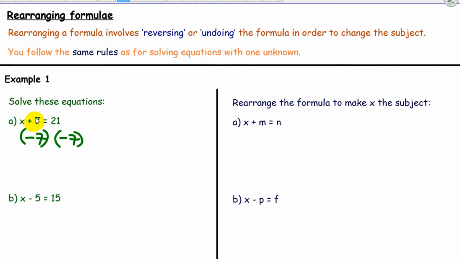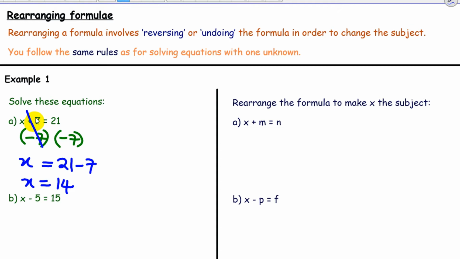Now, 7 minus 7 will be 0. So we'll just end up with x is equal to 21 minus 7, which means that x will be equal to 14. So that's the process of how you will solve that equation.